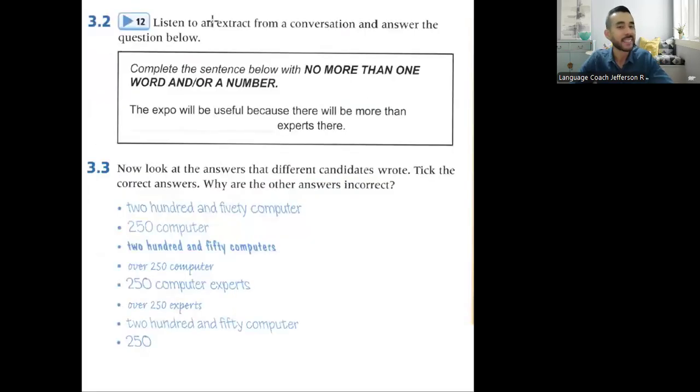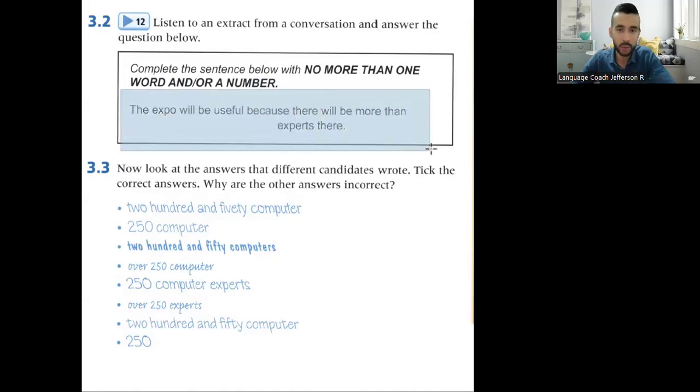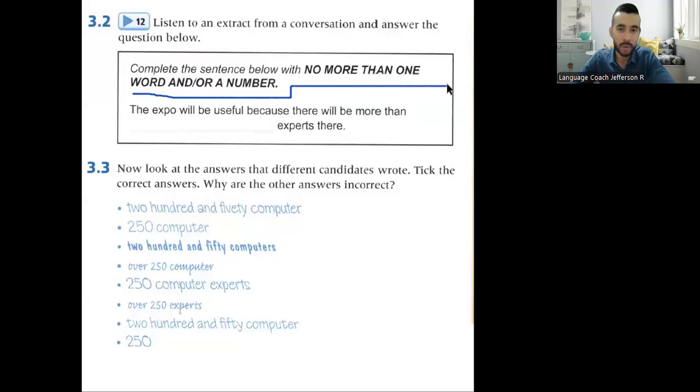Well, this is the last part of this class. You're going to listen to an extract from a conversation and answer the question below. Here, you complete this sentence below with no more than one word or a number. Well, remember that this information will be really important.